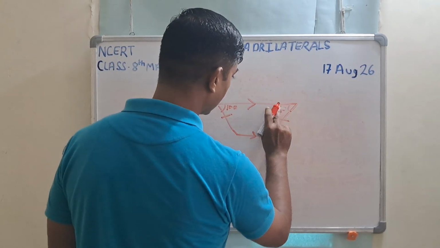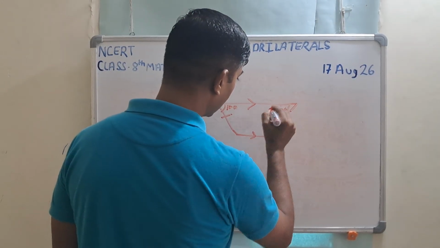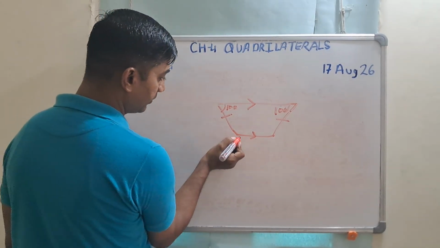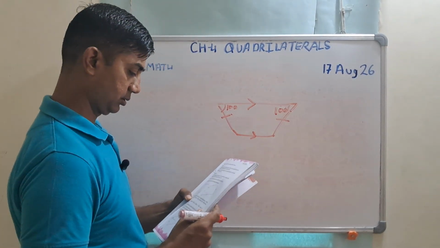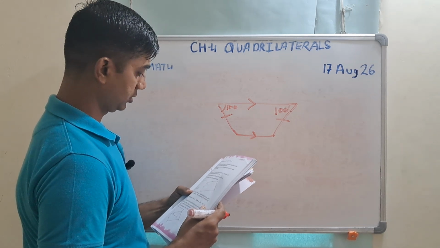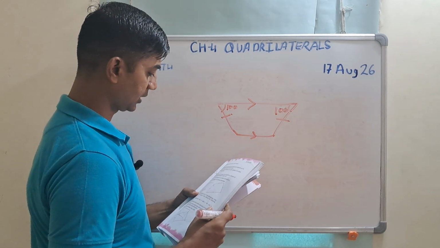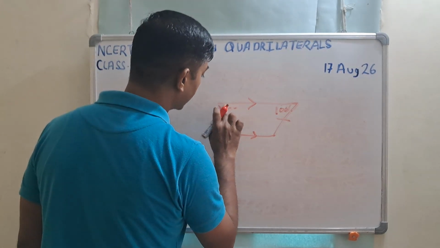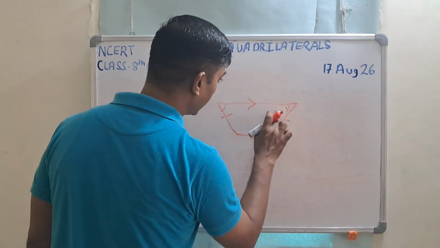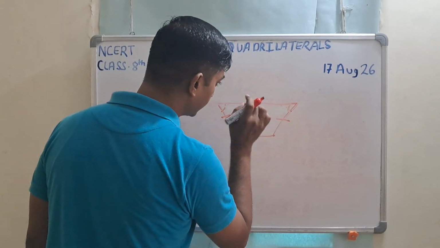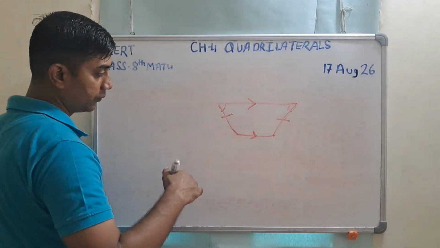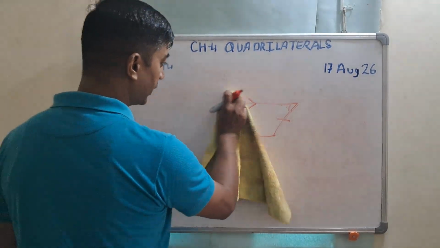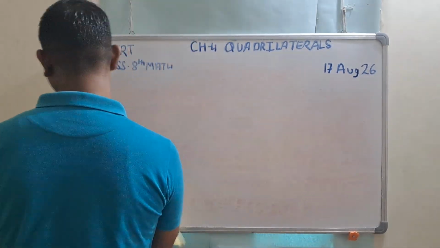Understood? This is also 100, and the sum is 180. So this is 100 minus. Okay, our figure is actually reversed, because this angle looks like an acute angle, and we are making it an obtuse angle. So we will reverse the figure as it is shown in the book. Otherwise we can solve it like this also.